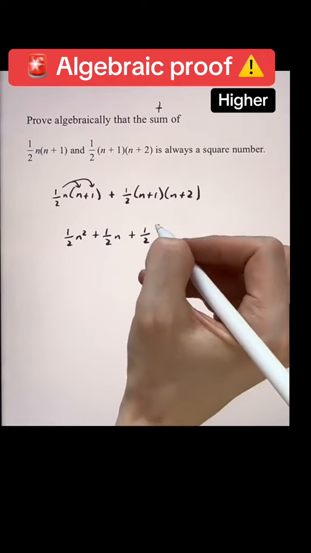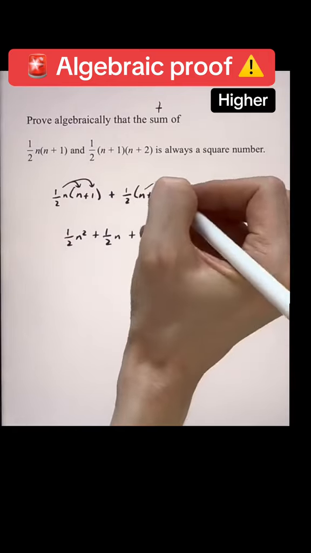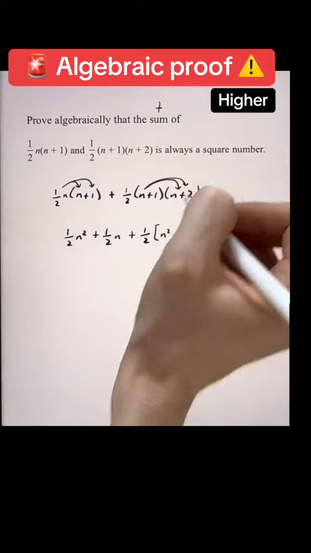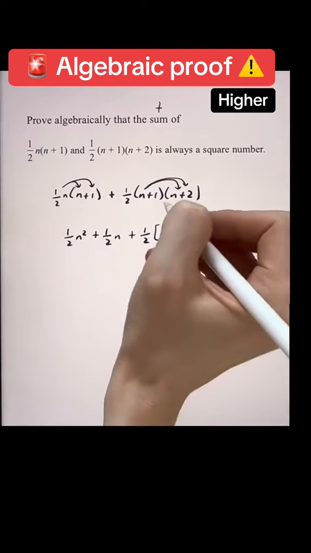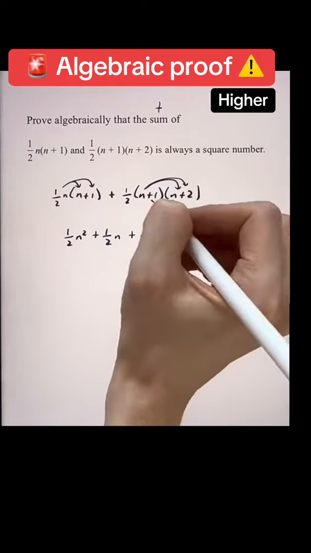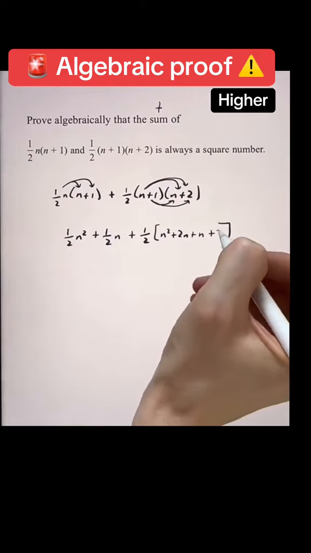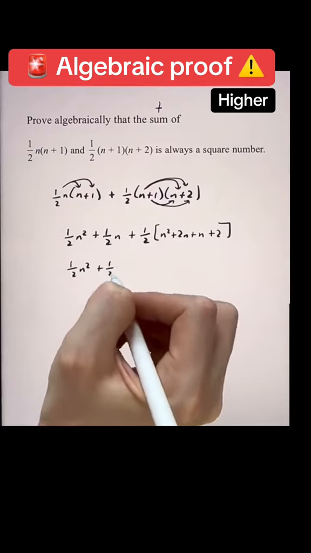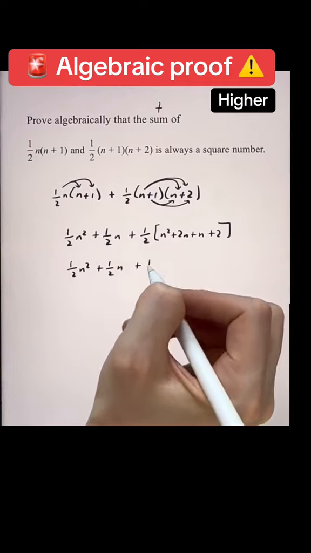Expanding my double brackets, n times n will give us n squared. n times positive 2 will give us plus 2n. 1 times n will give us plus 1n, or just plus n. And 1 times 2 will give us plus 2. Again, leaving our half n squared and plus half n alone for now. Leaving the half again outside.